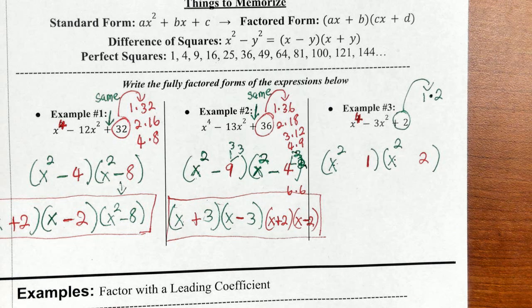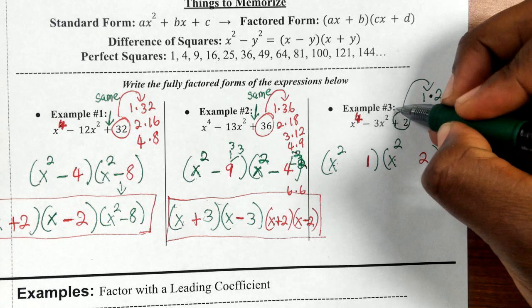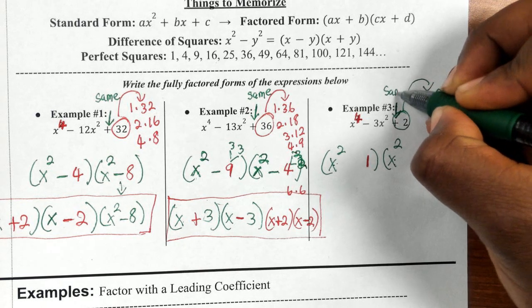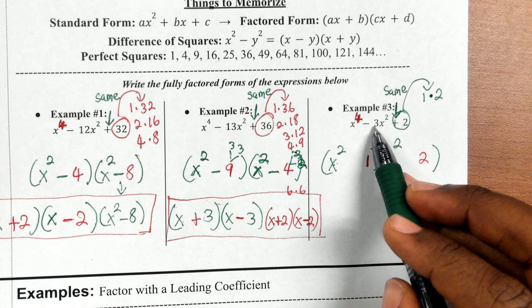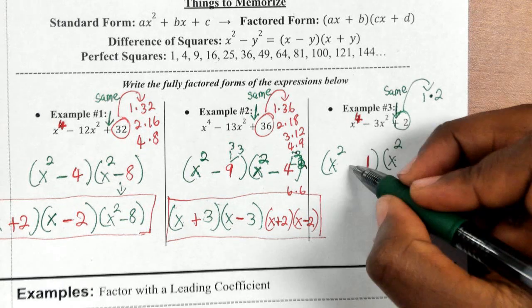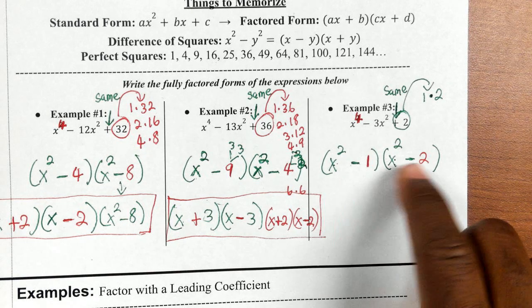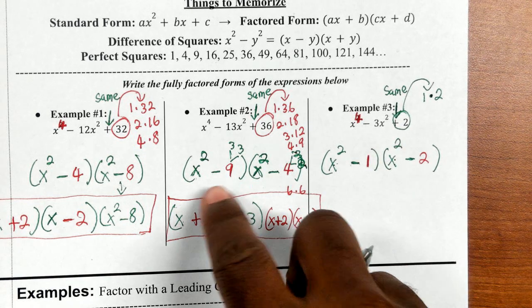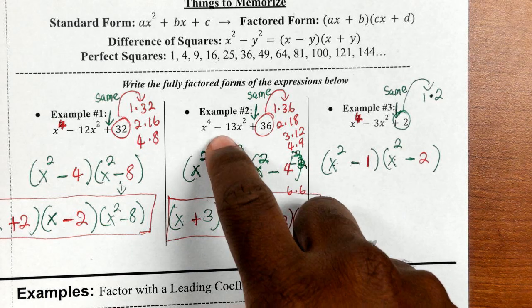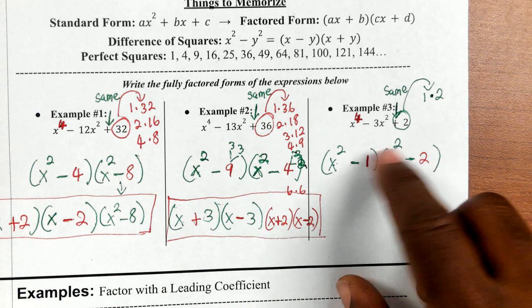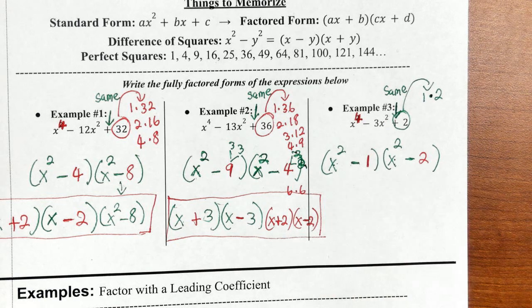Does it matter where I put the numbers? No. What matters is the signs. And anytime I see a positive sign right here, I think about same signs. What same signs give me negative 3? A negative 1 and a negative 2, because negative 1 minus 2 is negative 3. The same way negative 9 minus 4 is negative 13, and negative 4 minus 8 is negative 12. So again, they have to subtract to give me this.